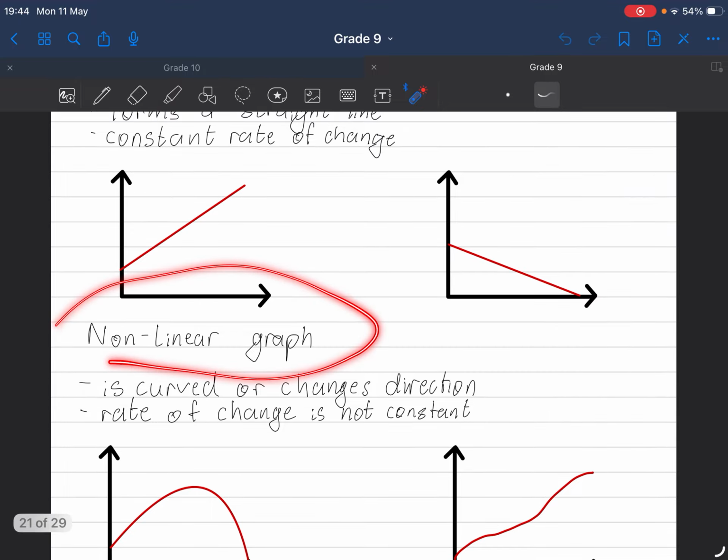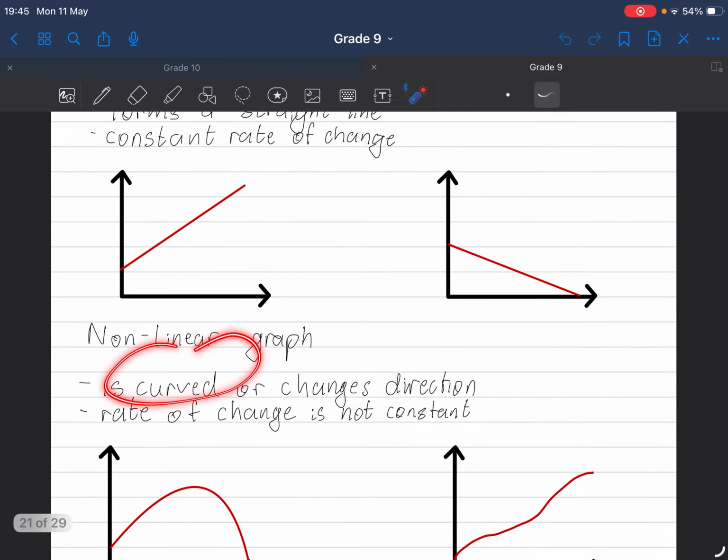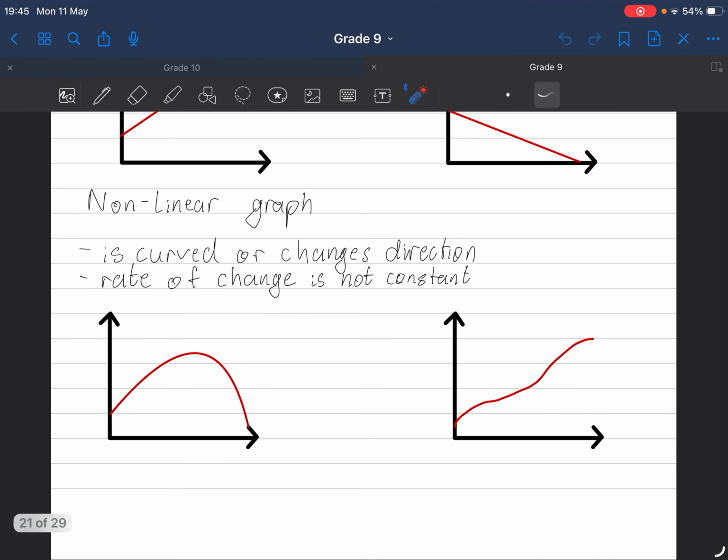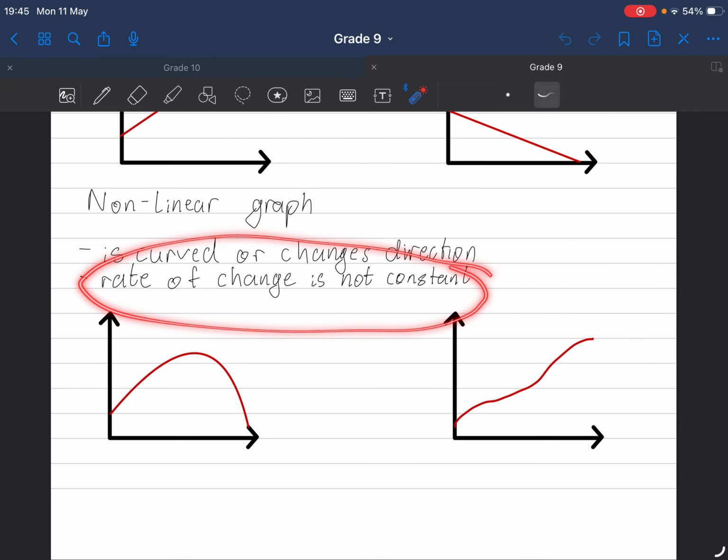A non-linear graph is when it's curved or changes direction. Basically, it's not straight anymore. So there's a curve or some squiggly or whatever the case is, that's not a straight line. This happens because the rate of change is not constant.